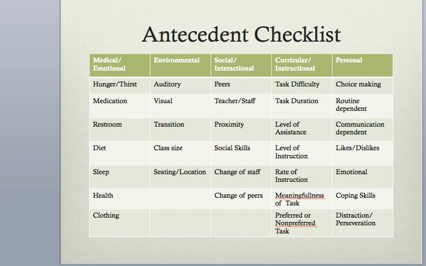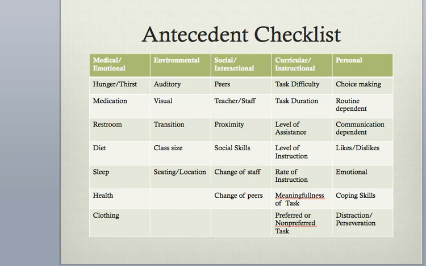So for example, under medical emotional, you can get information about what kind of medications they are on, when they were most recently changed, and whether or not the problem behaviors seem to peak around medication adjustments or diet adjustments. Are they getting enough sleep? Are they wearing clothing that makes them uncomfortable? When they're too hot, does that tend to predict what's happening?